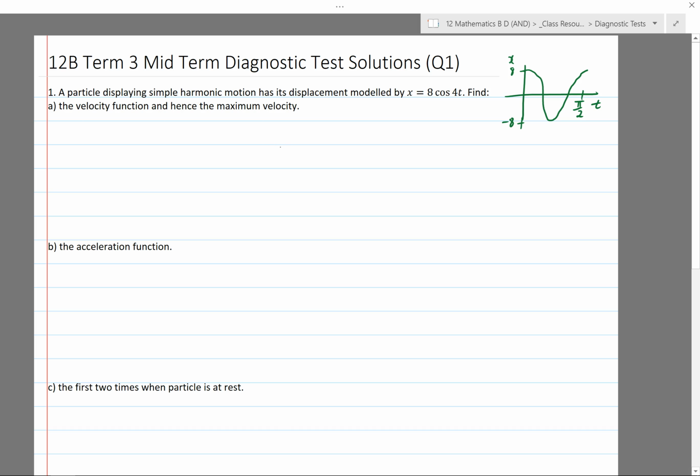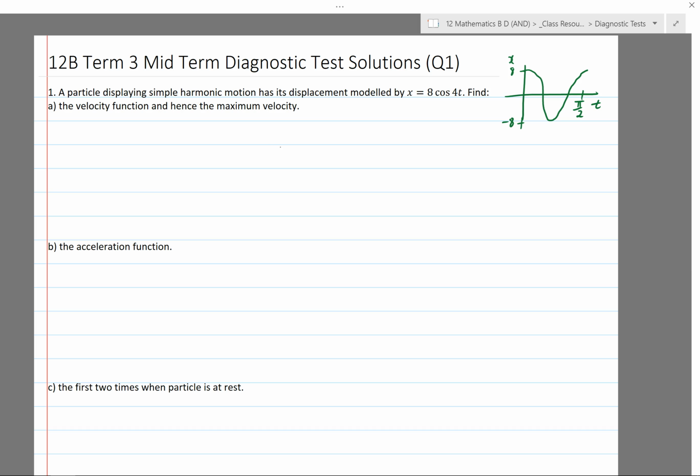Question didn't ask me to draw it, but just to get my head around what's going on here. Okay, part A, find the velocity function and hence the maximum velocity. So I know to find velocity, it's going to be the derivative of the displacement. Okay, I could have written this as dx dt if I wanted. Either way works okay.